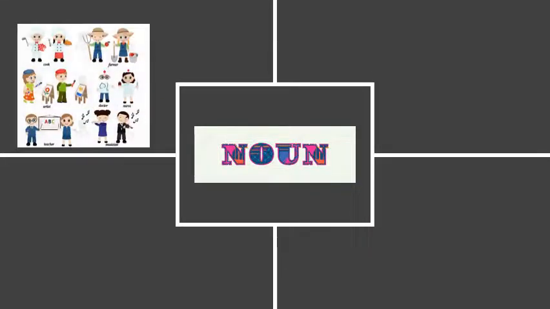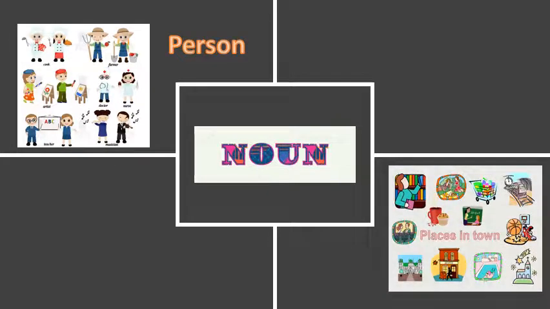Noun, what is noun? Noun is a name of a person. It can be a doctor, a teacher, boy, girl, mother, father, sister, lawyer. Noun is a name of a place. You can say you go to mall. Mall is a place. Garden is a place. Zoo is a place. Restaurant is a place. Supermarket is a place. Playground, station, police station, railway station. Okay, these all are place.